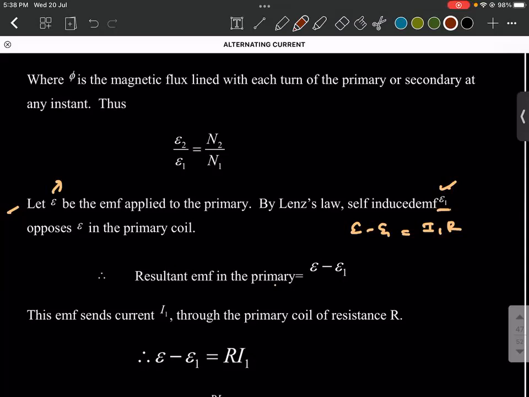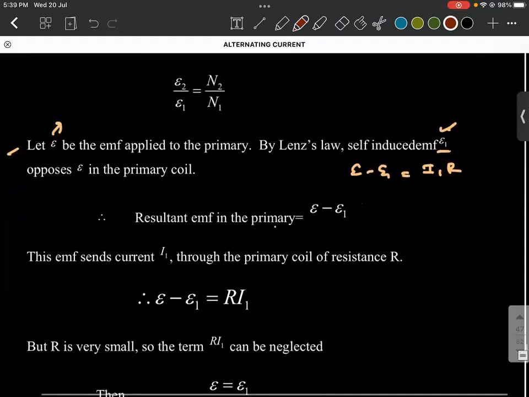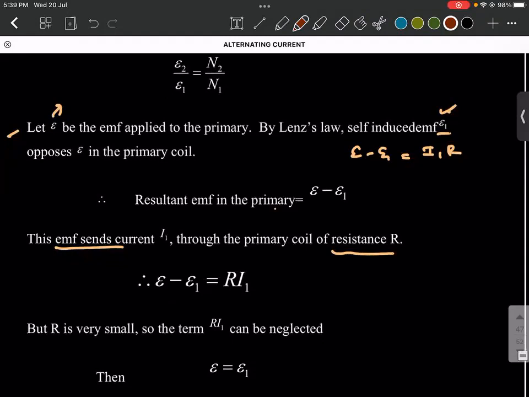So when I say plus, why did I put a minus sign? Because it's called back EMF, it gets generated exactly in the opposite direction. So E minus E1 will be equal to I1 into R. What did I apply? I applied basic Ohm's law, right? Now this net EMF sends the current I1 through the primary coil of resistance R. But in reality, the winding is made up of copper, which is a conductor. The resistance of the windings is generally very, very low, in such a way that I can ignore the term I1 into R.